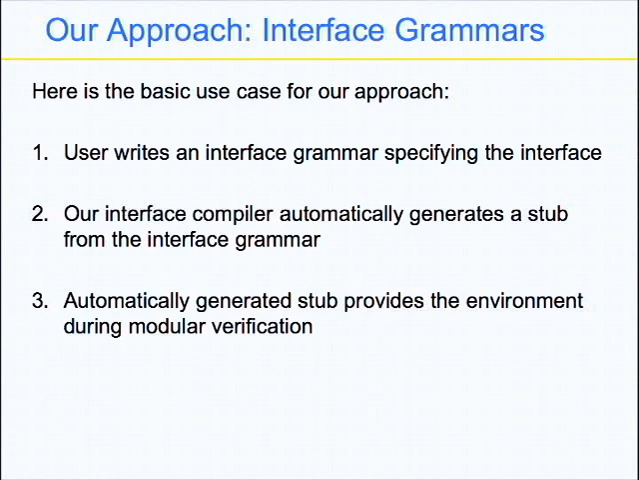And we have an interface compiler that's going to take this interface specification, and it's going to generate some Java code, which actually is a stub that represents this interface. There is going to be some non-determinism in this stub, actually. So it's going to allow more behaviors than the module you are replacing. And using this automatically generated stub, verify the component that you want to focus on.